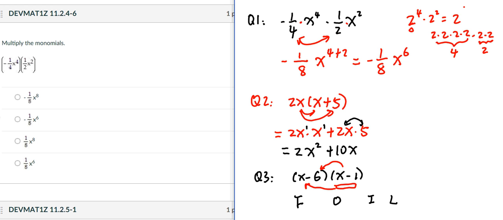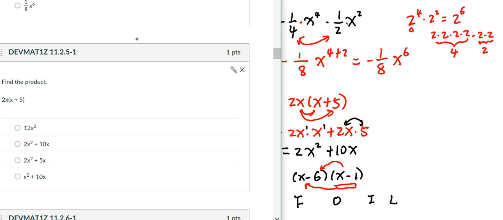So you do it like that. That's why, again, you add. So you have negative 1/8 times x to the 6th. So here, in this case, the second one is our choice.